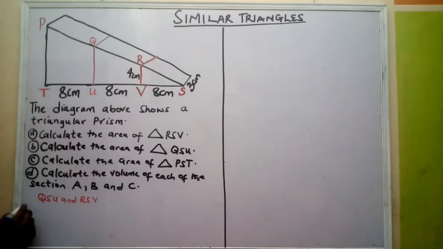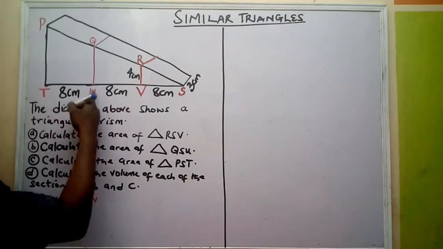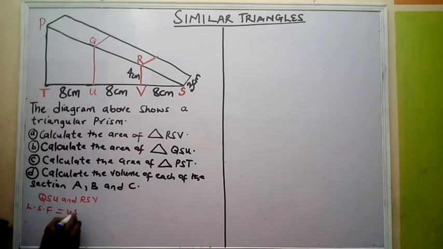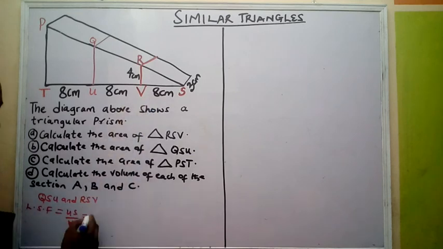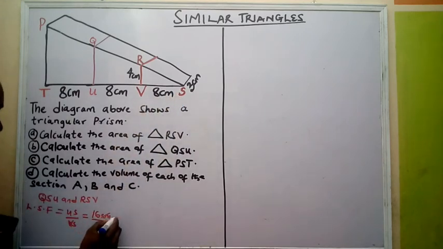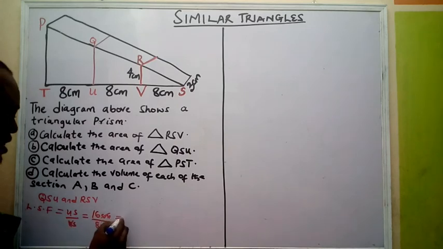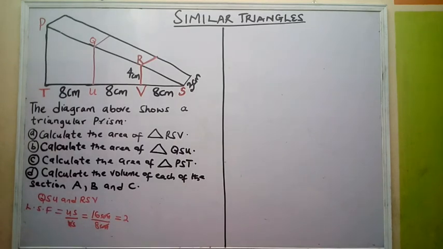In order to get the length scale factor, LSF, the longer corresponding side, US, is divided by the shorter corresponding side for the other shape, VS. So US is 8 plus 8, which is 16 centimeters, over VS, which is 8 centimeters. Centimeters cancel centimeters, and 16 divided by 8 is 2. So the length scale factor is 2. The length scale factor has no units.